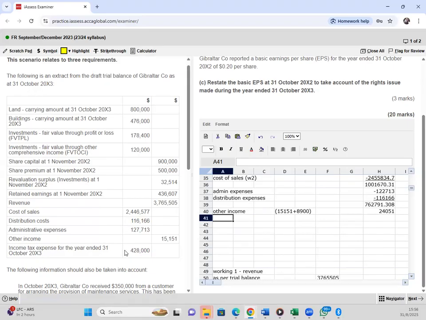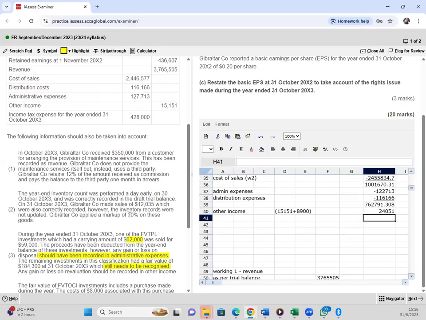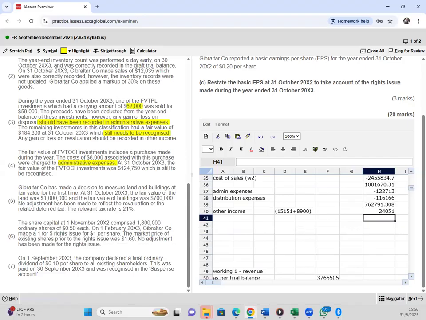Then we have the tax. The tax, we remove it after the other incomes. So let's just go to the additional information and check if anything is affecting the income statement. So Gilbertra has made a decision to measure land and buildings at fair value for the first time.